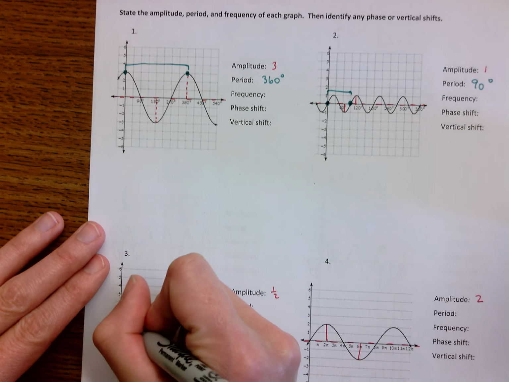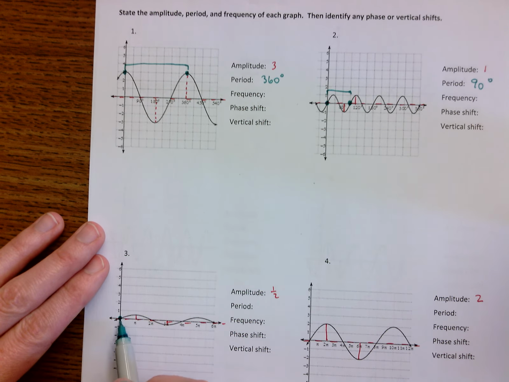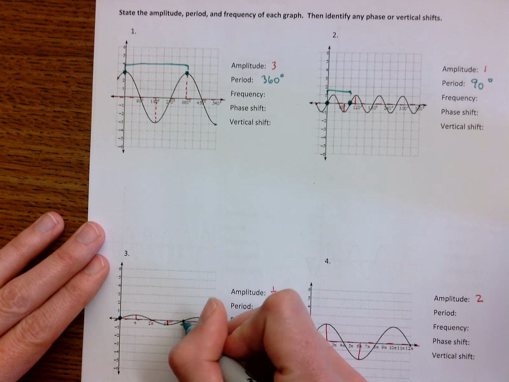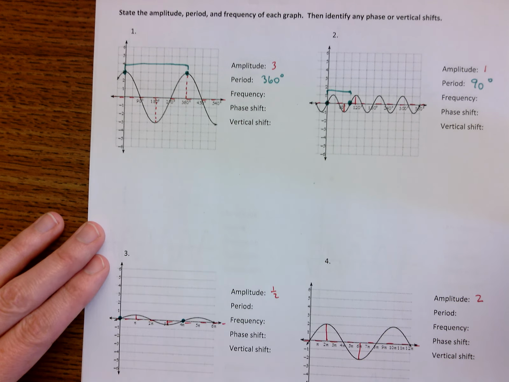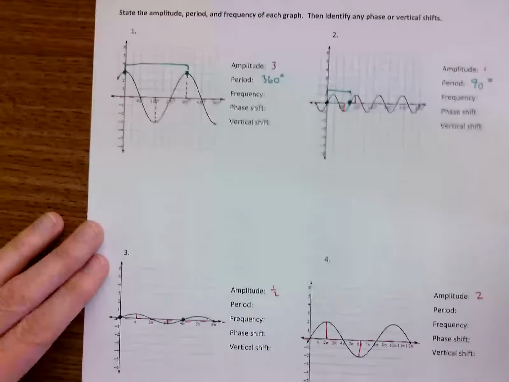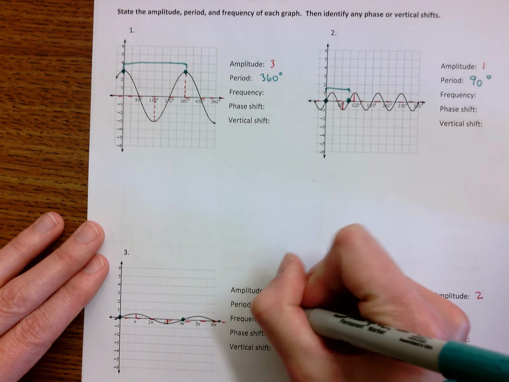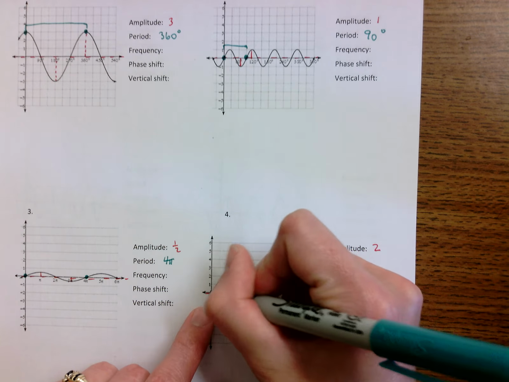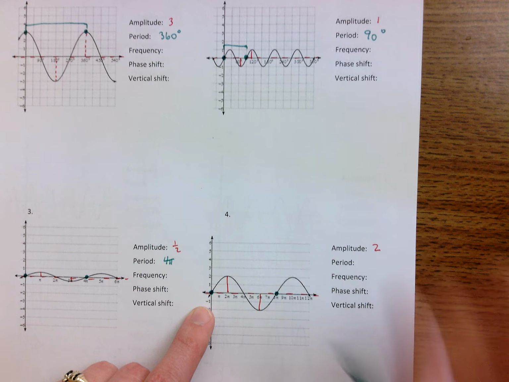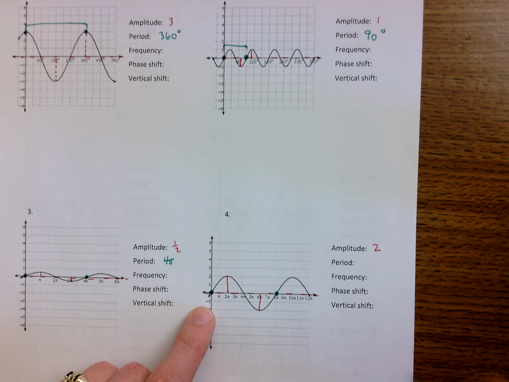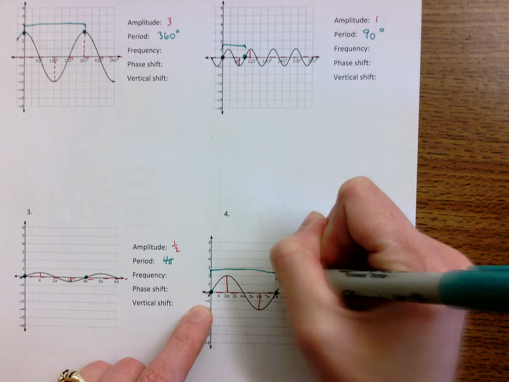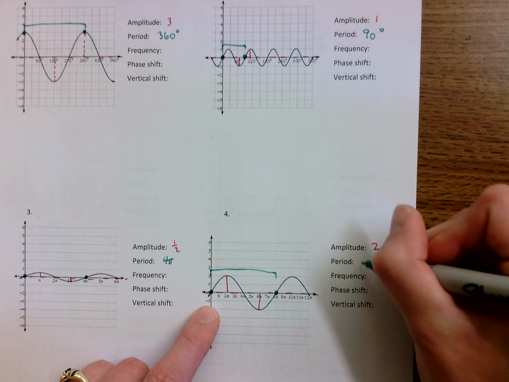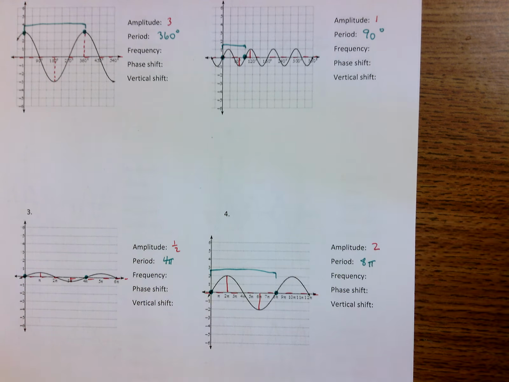This one down here, I can use this as a starting point on the x-axis going up. Here's another spot on the x-axis going up. You're going to notice that this one is labeled in radians instead of degrees. That doesn't make a difference. It just means that our period is going to be 4 pi here. For this one, here's a spot on the x-axis going up, and here's another. I'm going from 0 to 8 pi, so my period is 8 pi.